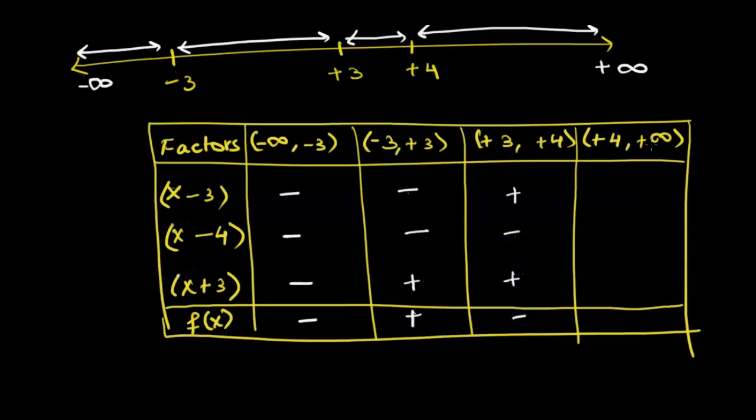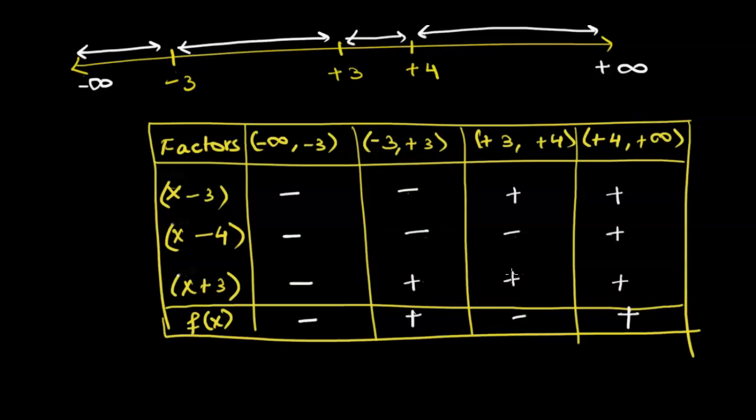Next we have 4 to positive infinity. Let's say the number is 10. When we put a positive 10 here, 10 minus 3 is a positive number. 10 minus 4 is 6, which is also positive. 10 plus 3 is 13, that is also positive. The product of three positive numbers is positive again. Now this is how we get the interval table. This interval table is going to help us write our final solution.